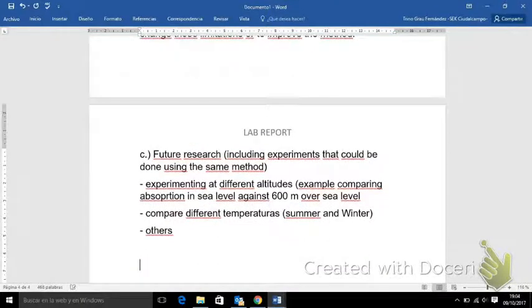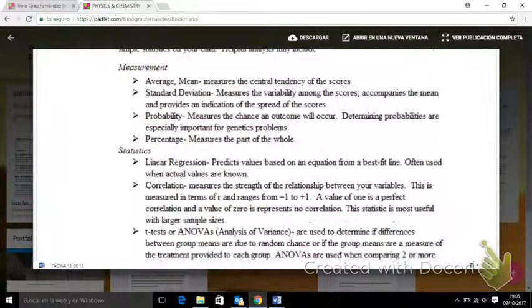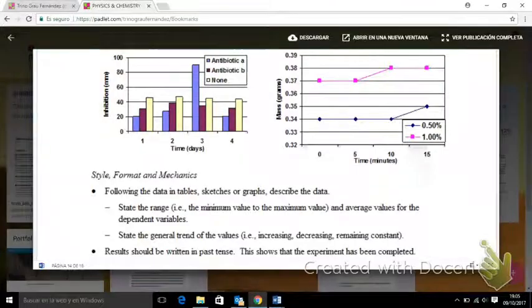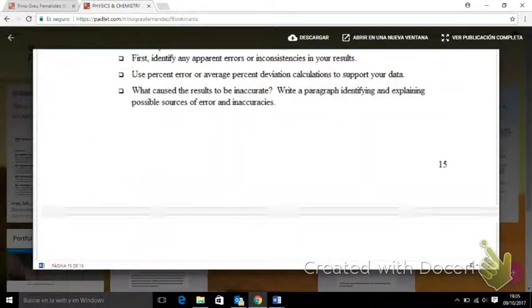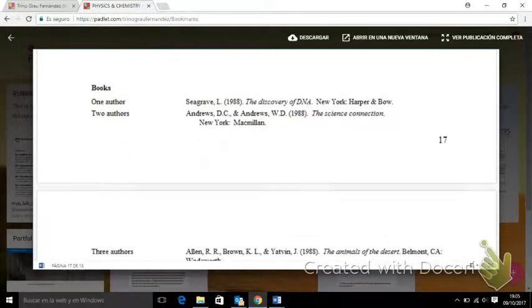And finally, once we have done the evaluation, we finish with the bibliography. For the bibliography, you need to use APA citation. We will review APA citation, but here in the guidelines of the lab report that you can find in Padlet, you have some examples of how to cite using APA.